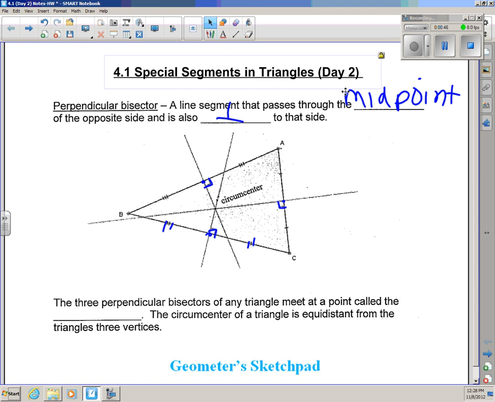Well, all of those perpendicular bisectors meet at a point of concurrency. That's that point right there, and that point of concurrency is called the circumcenter. So the 3 perpendicular bisectors of any triangle meet at the point called the circumcenter.